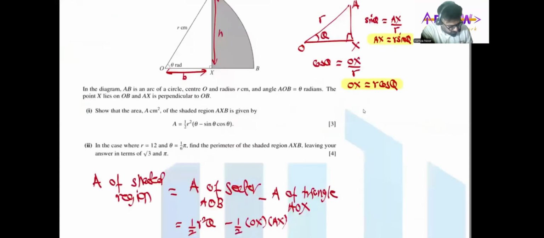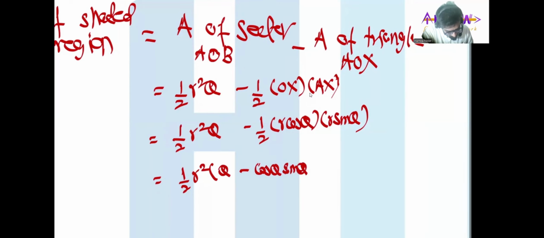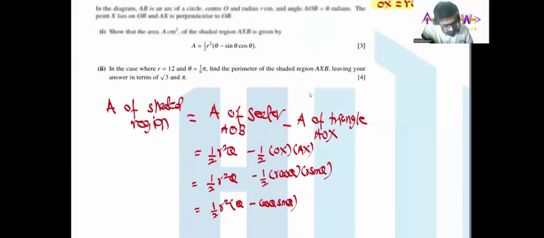So the area of the triangle would be half multiplied by r cos theta multiplied by r sine theta. And here you have the area of the sector, which was half r squared theta. So here we can say that taking half r squared as common, multiplied by theta minus cos theta times sine theta. But we need a specific form.